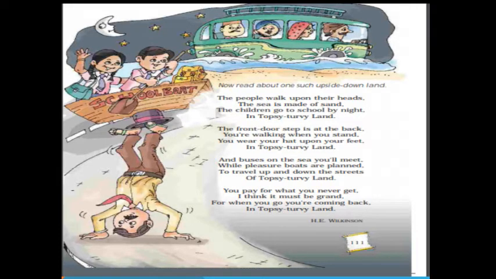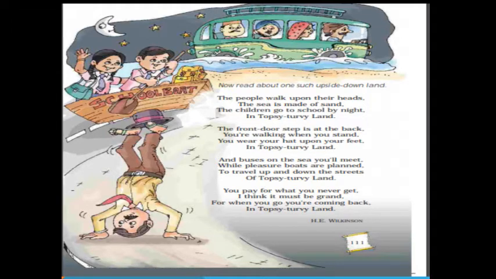Moving to the second stanza: The front door step is at the back. You are walking when you stand. You wear your hat upon your feet in Topsy Turvy Land. Now here, further, the poet explains that in Topsy Turvy Land, the houses have a front door which is at the back of the house, and they can walk while standing. The most funny, the most amusing thing is that in this land, people wear their hats upon their feet, not on their head, children. They will wear their hats on their feet rather than on their head.